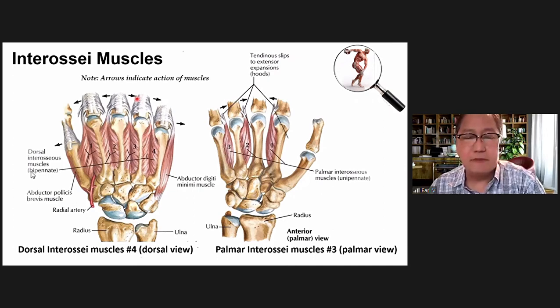So what is the nerve innervation of the interossei? Anything deep is ulnar nerve. So all interosseous muscles are supplied by the ulnar nerve.